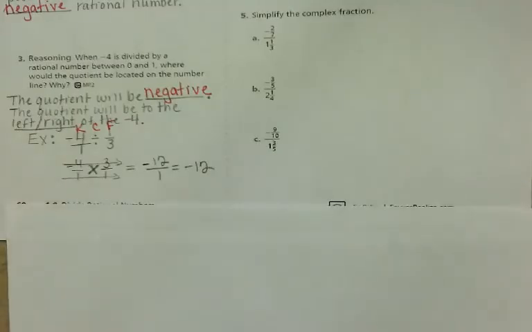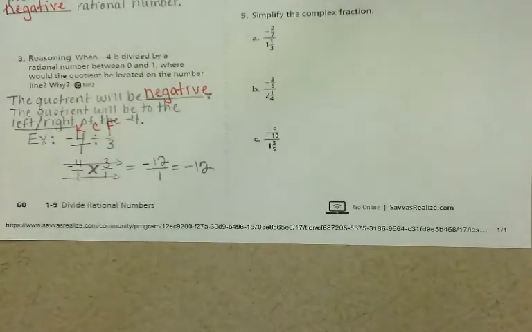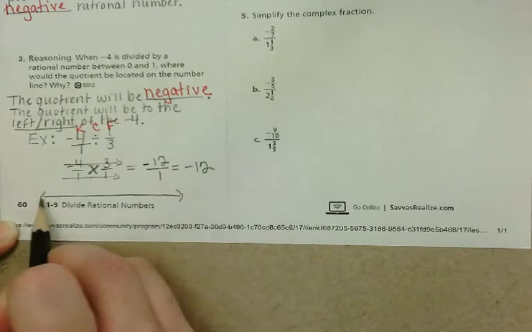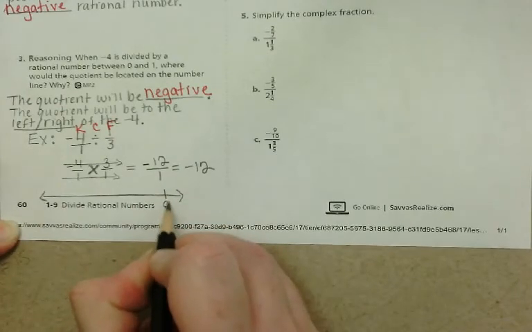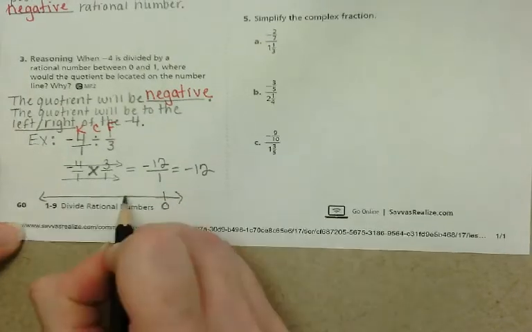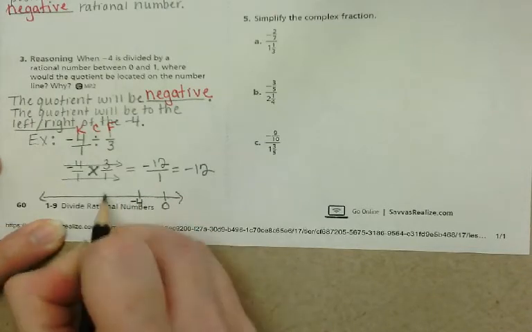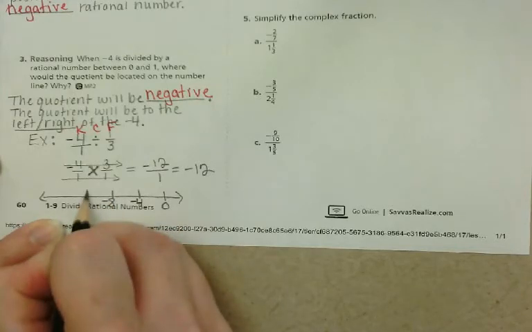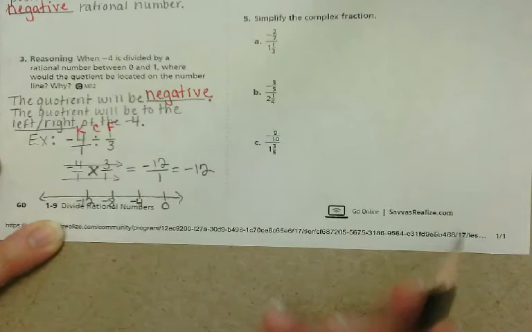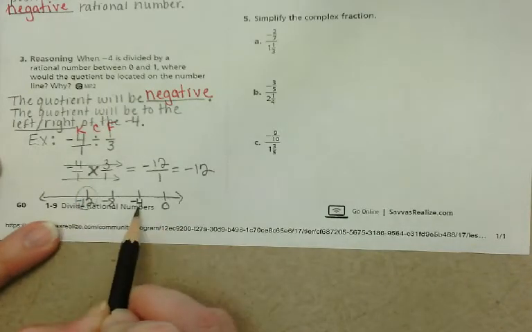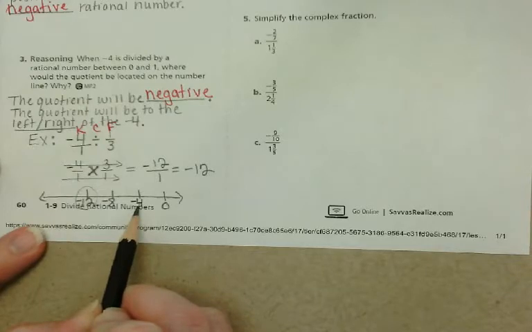If you picture a number line, the answer is negative 12. The answer is which number.